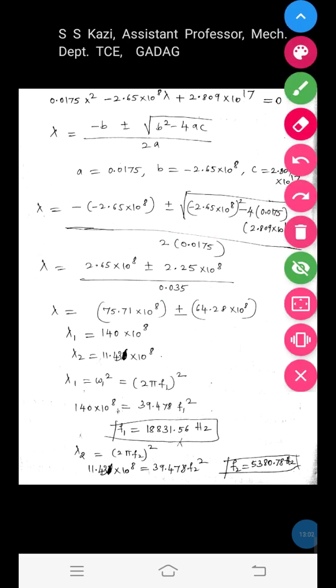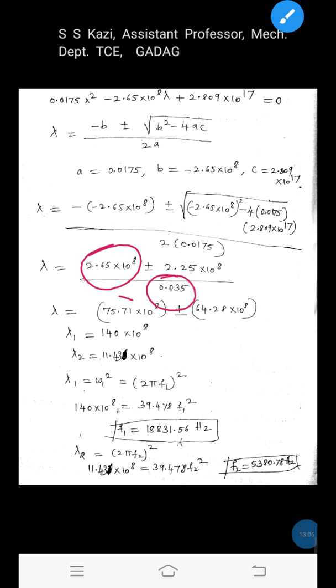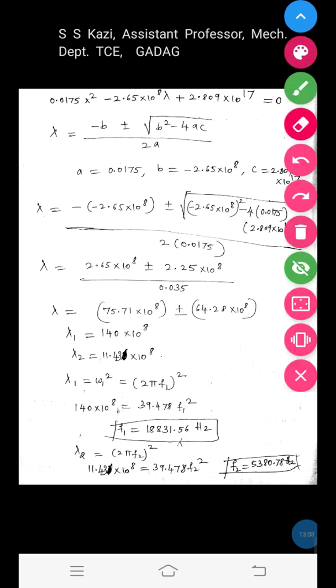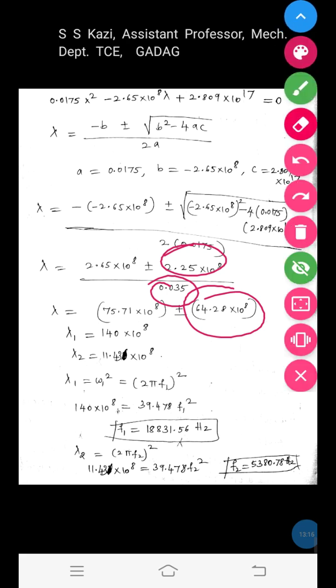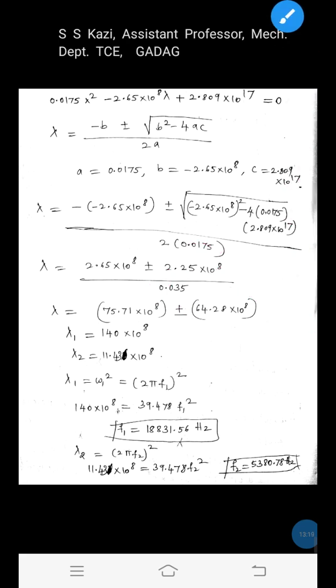That means the ratio of this will give you 75.71 into 10 raised to 8. Next, the ratio of this is 2.25 into 10 raised to 8 divided by 0.035, which will give you 64.28 into 10 raised to 8. After that, next eigenvalues, we will get first eigenvalue lambda 1. We got 75.71 into 10 raised to 8 plus 64.28 into 10 raised to 8, which will give you first eigenvalue lambda 1 is equal to 140 into 10 raised to 8. Second eigenvalue, by taking this minus sign, we will get 11.43 into 10 raised to 8. We got like this two eigenvalues we have found.